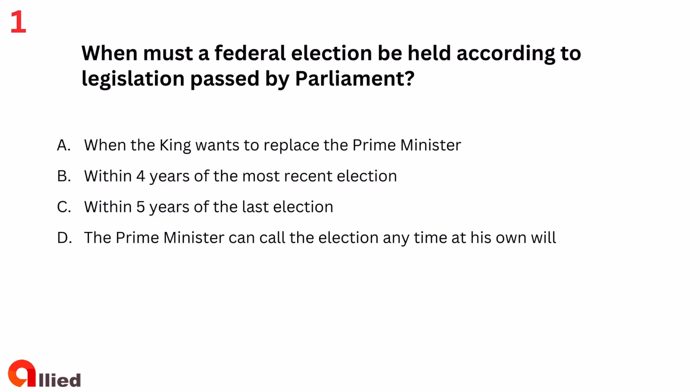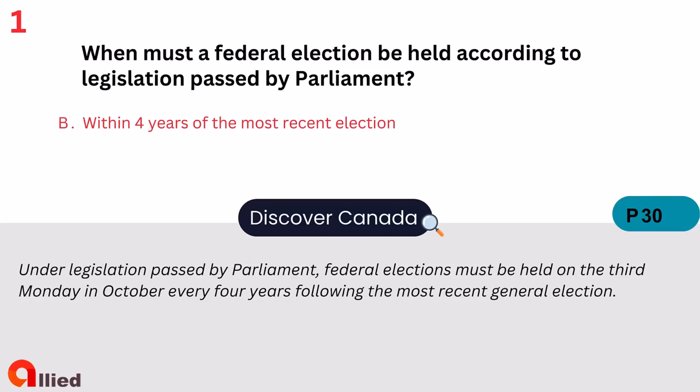Question 1. When must a federal election be held according to legislation passed by Parliament? A. When the King wants to replace the Prime Minister. B. Within 4 years of the most recent election. C. Within 5 years of the last election. D. The Prime Minister can call the election any time at his own will. The answer is B. Within 4 years of the most recent election.